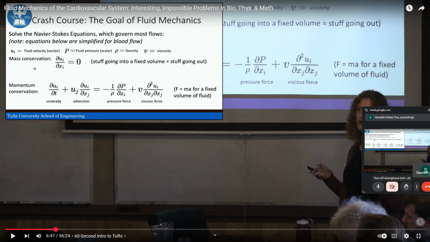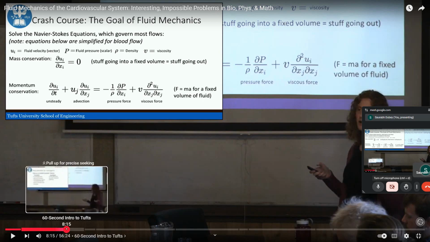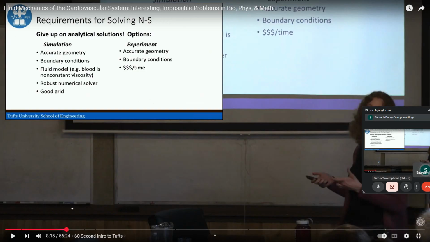So the basic equations of motion that are important, that we also discussed in our lectures on basic fluid mechanics. There are different requirements for solving the Navier-Stokes equations, which take care of the fluid flow inside something. In this case, we are working on the cardiovascular system. So: accurate geometry, boundary conditions, fluid model, robust numerical solvers, and a good grid. These are the important aspects, right?